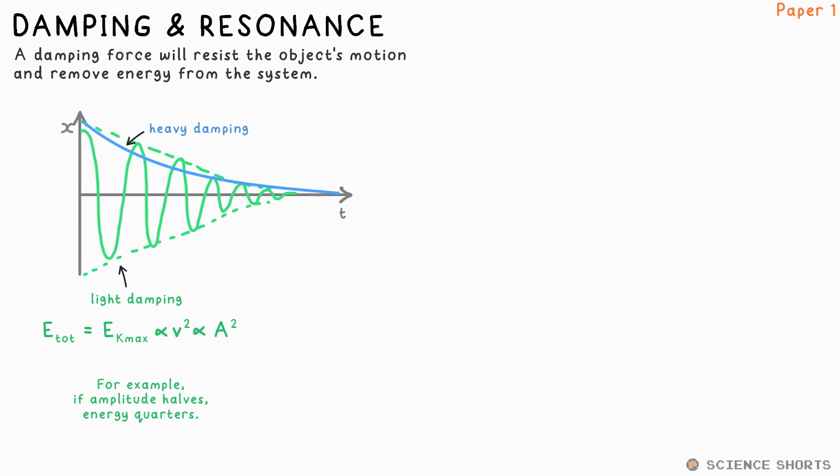If the resistive force is a lot larger, the object won't even get a chance to oscillate. Its displacement will just gradually decrease. This is like if you grab someone on a swing to let them down slowly. We call this heavy damping or over damping.